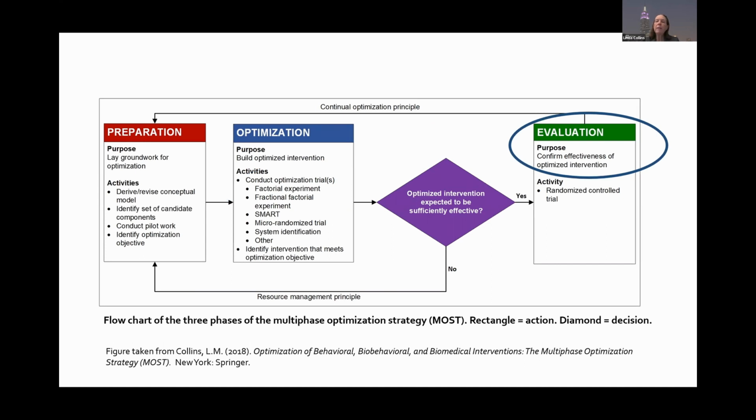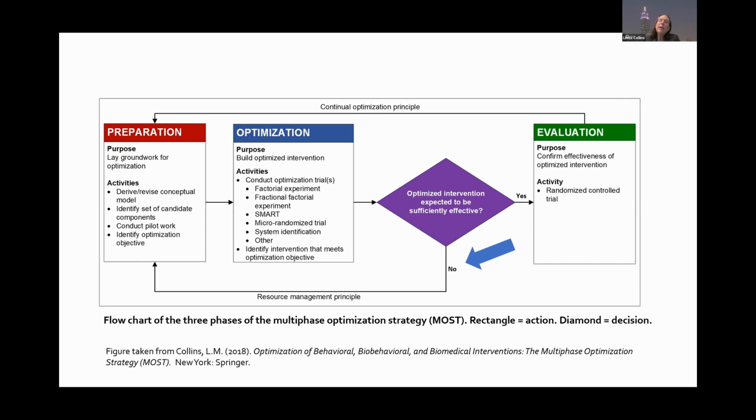And the final phase is evaluation. And here you can, if you wish, confirm the effectiveness of the optimized intervention in a standard randomized control trial. And I just want to point out this little arrow going back to preparation. You see in that purple diamond, that's a decision point, and it poses the question, is the optimized intervention expected to be sufficiently effective? Now, of course, you hope that you identify a whole bunch of strong components and you would feel confident going ahead to an evaluation.